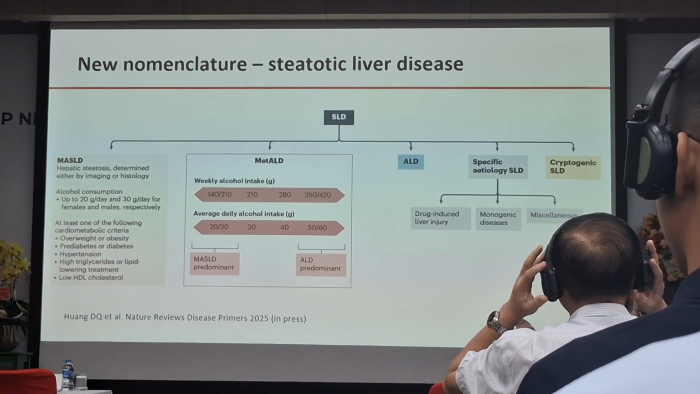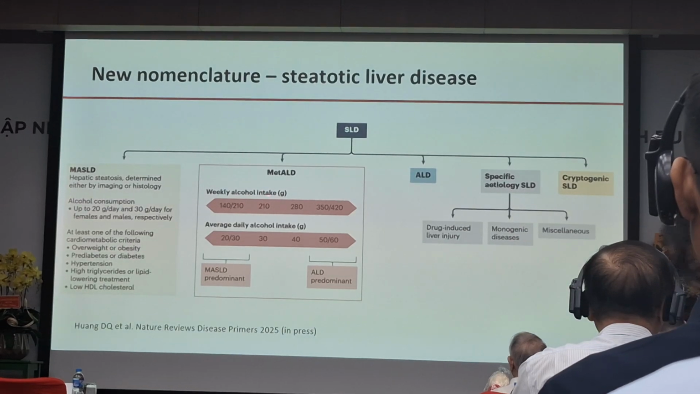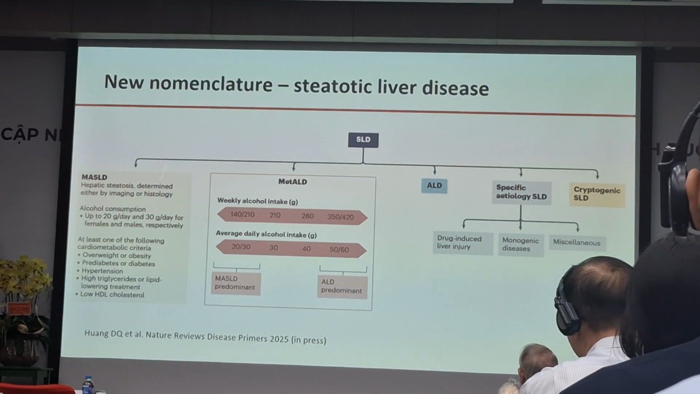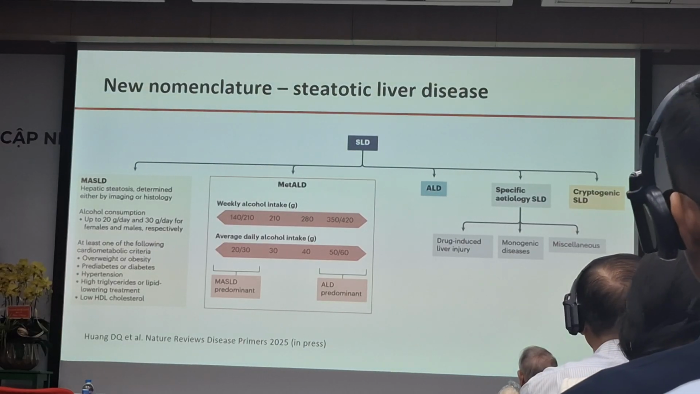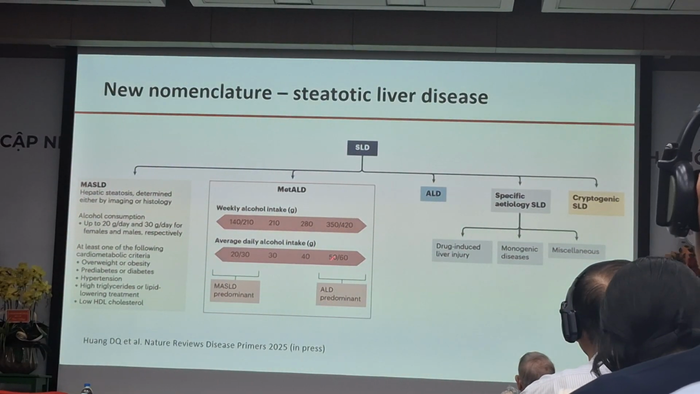And I think what's useful to know is that people with MAT-ALD in general have a higher risk of liver decompensation and liver cancer than MESO-D. So there's this push now that in patients with any form of steatotic liver disease and fibrosis, we should ask them to avoid alcohol completely.